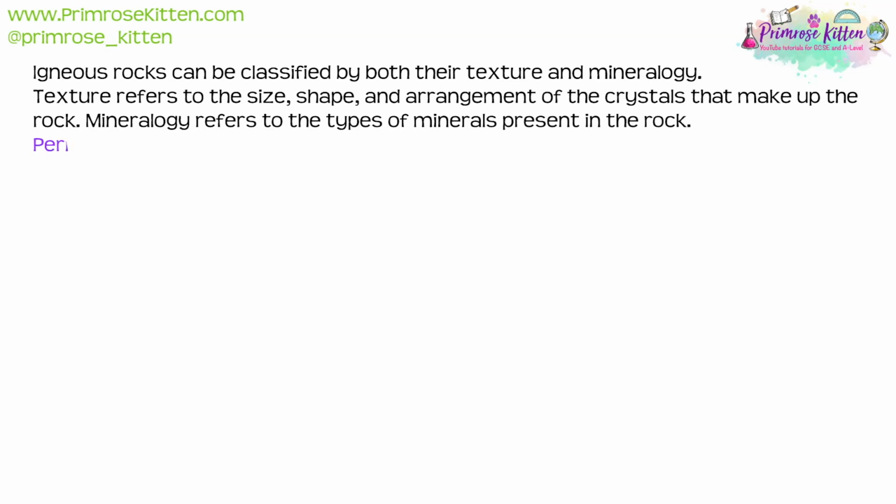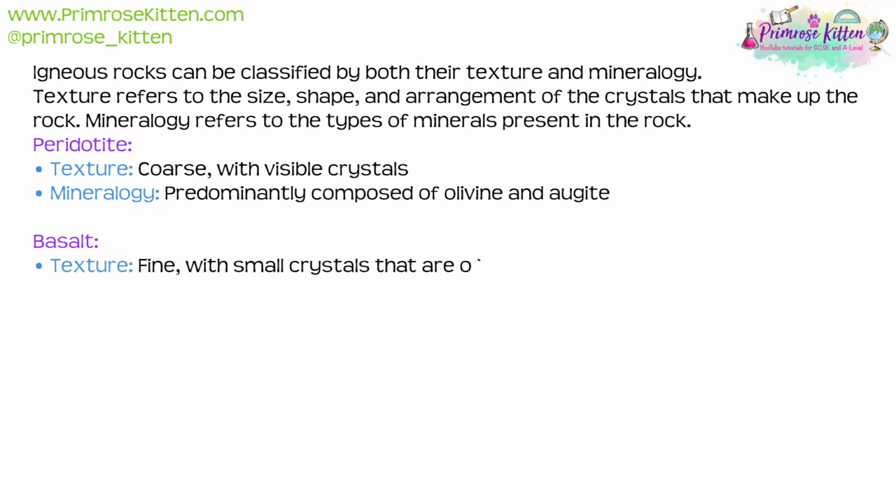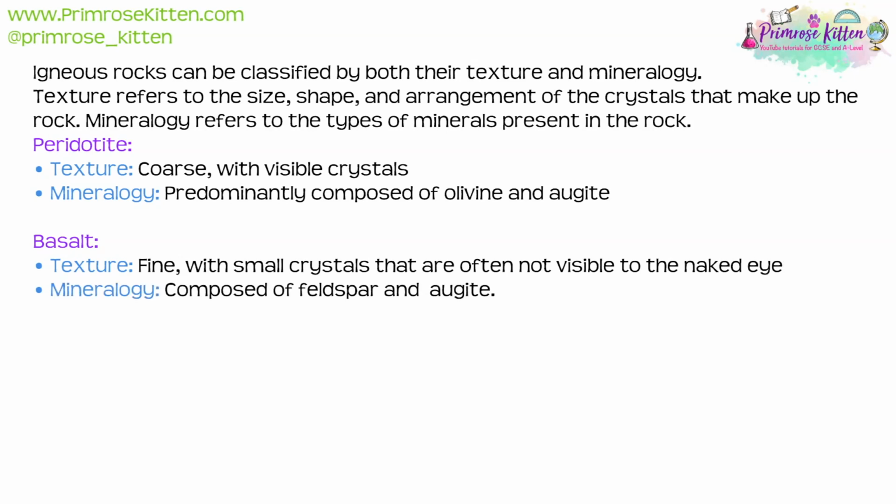Let's look at peridotite. The texture is coarse with visible crystals, and its mineralogy is predominantly composed of olivine and augite. Basalt. The texture is fine with small crystals that are often not visible to the naked eye. Its mineralogy is composed of feldspar and augite.